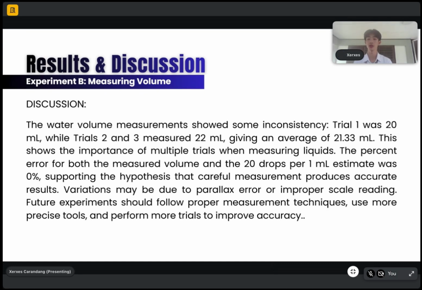The measured water volume varied slightly, but the average was 21.33 ml. Meanwhile, the number of drops to make 1 ml was exactly 20 drops, both resulting in 0% error. This proves that careful measurement can result in accurate values even when trials vary.